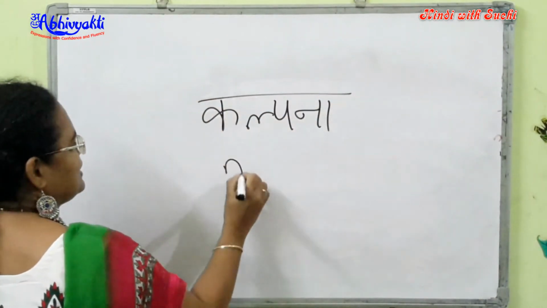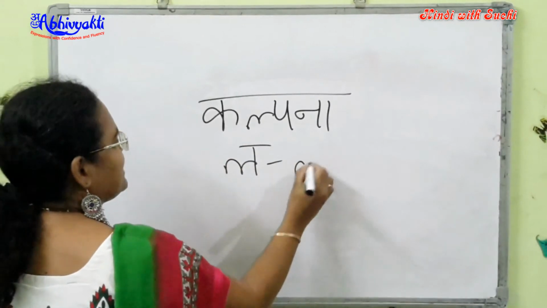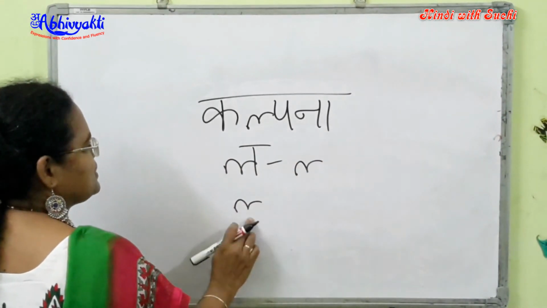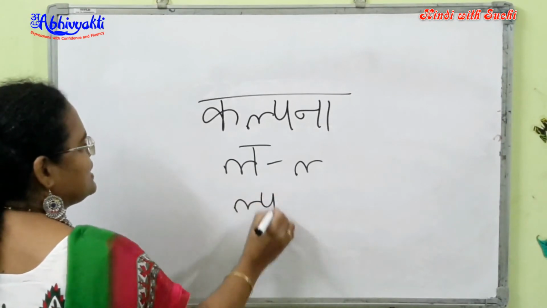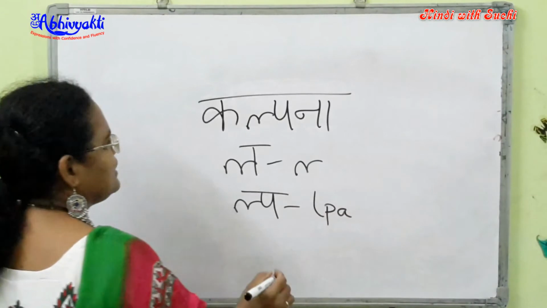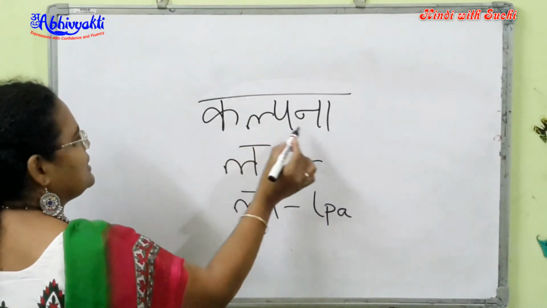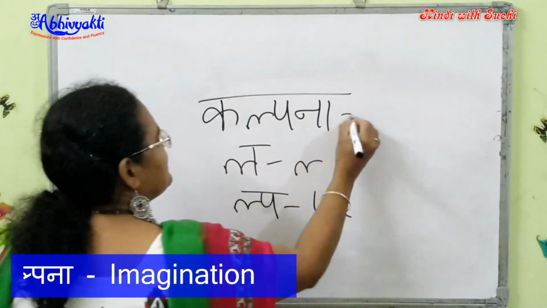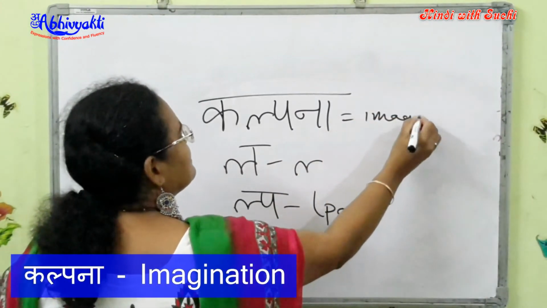Now let us have the l in the compound letter. Again we are writing the l without the stem. So this one is ready to combine with any other consonant. So I join it with the p and I get lp, lp. So kalpana, kalpana. Kalpana is imagination.